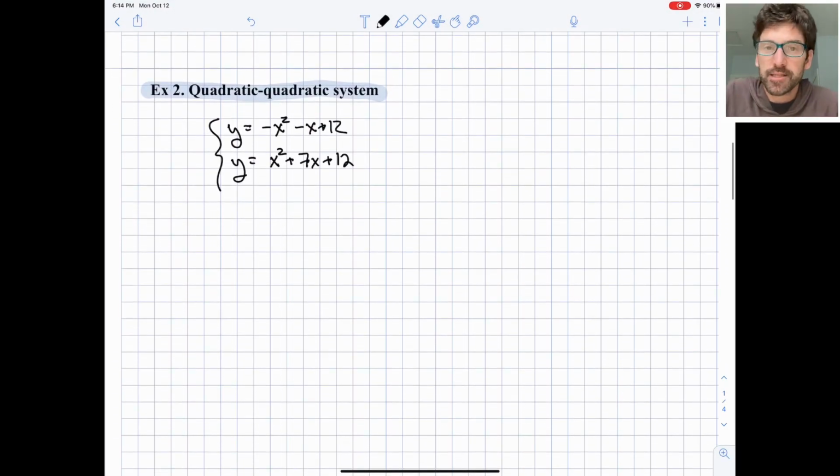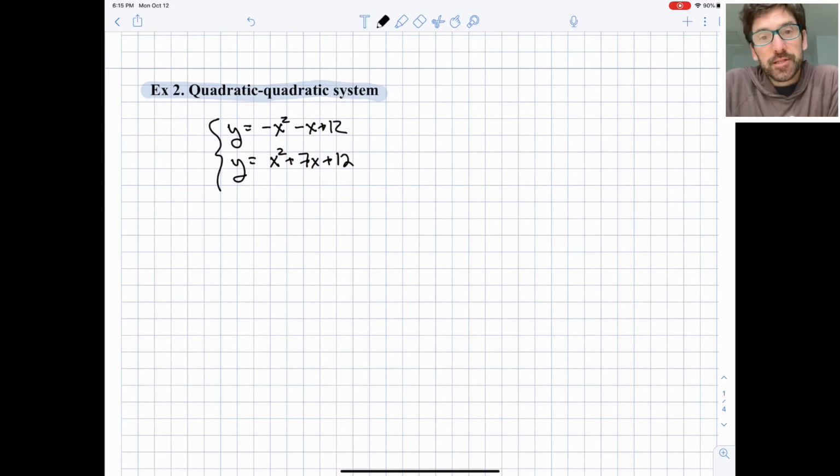It's a quad-quad system, so both equations are quadratic. You might think, let's do the elimination method, because if we added the two equations together, the x squared terms would cancel. But we would still have an x and a y in our resulting equation, so we wouldn't have eliminated any variables.